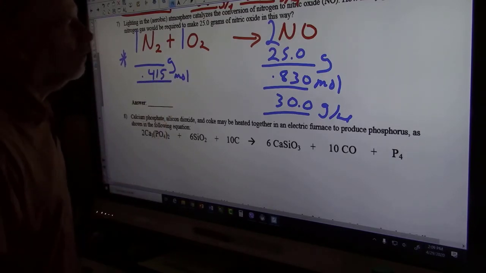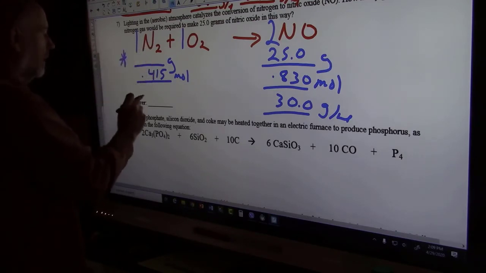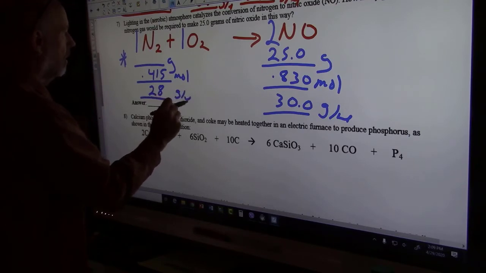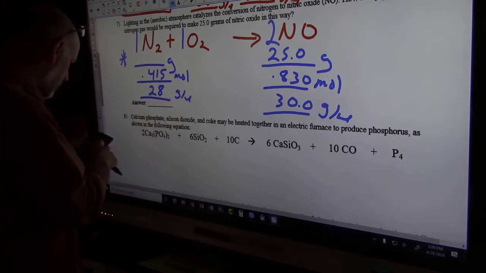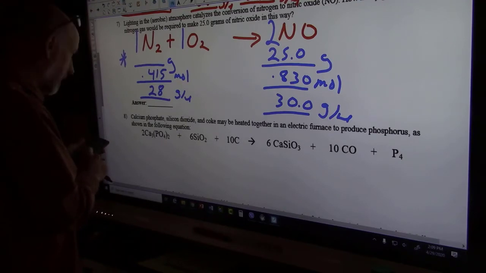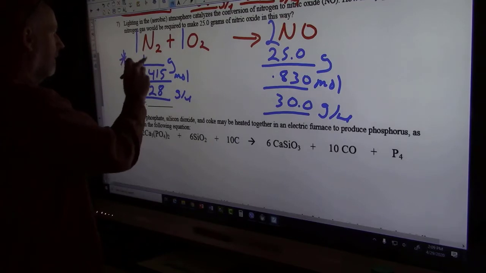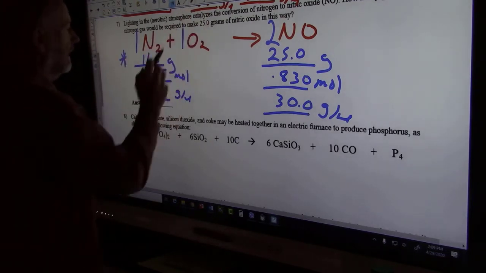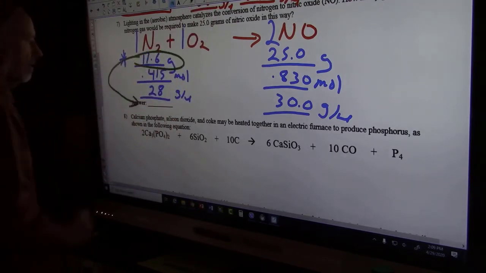Question, I think, asked for grams. How many grams of nitrogen gas? Well, it's N2. 14 plus 14 is 28 grams per mole. Grams equals moles times molar mass. 0.415 times 28. Bingo, 11.6. 11.6 grams. Done! Yeah! 11.6 grams. Put it right there.